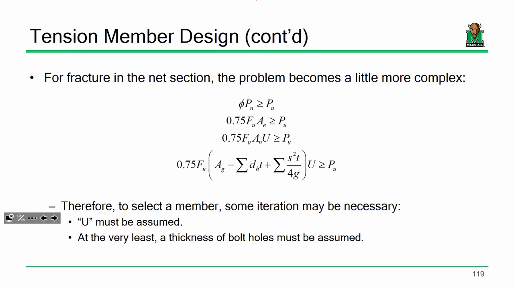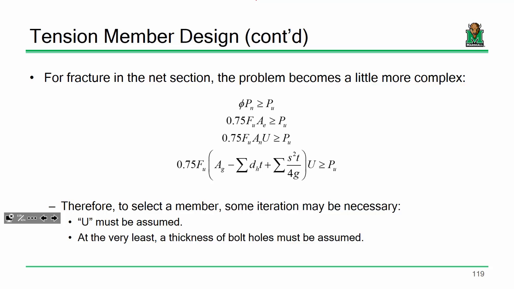Now, here's the complicated one. Let's see if we tried to solve for a nice, pretty expression for a net section fracture. It would get a little complicated. Here's why. We start off with the very beginning: phi Pn has to be greater than or equal to Pu. Our factored resistance has to be greater than or equal to our factored loads.